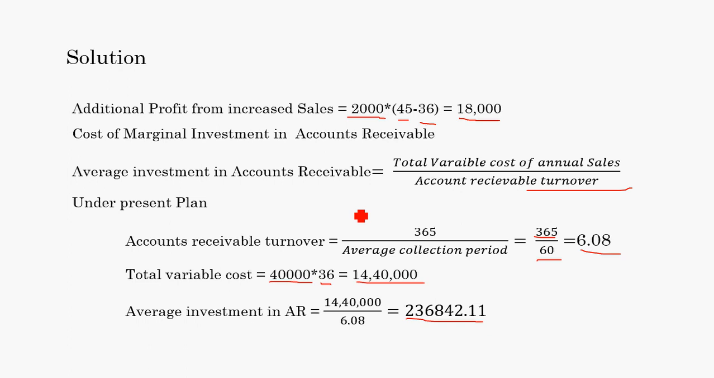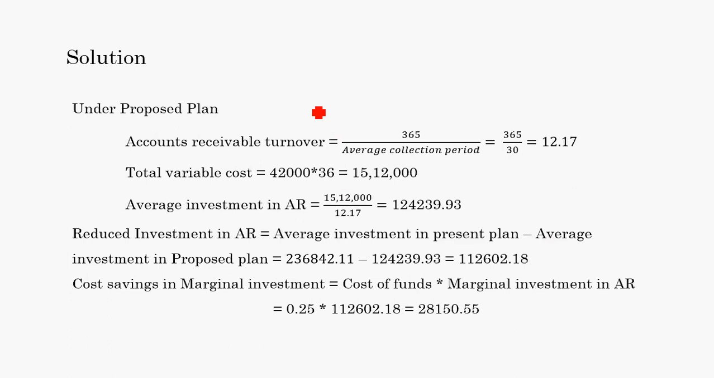Now let's look at the average investment under the proposed plan of 2% cash discount. The account receivable turnover here would be 365 divided by 30, because the collection period would reduce from 60 to 30. So the account receivable turnover is 12.17. The variable cost would be 42,000 units into the variable cost per unit, which is $15,12,000. So the average investment is 15,12,000 divided by 12.17, which is equal to 1,24,239.9. This is the average investment in your proposed plan.